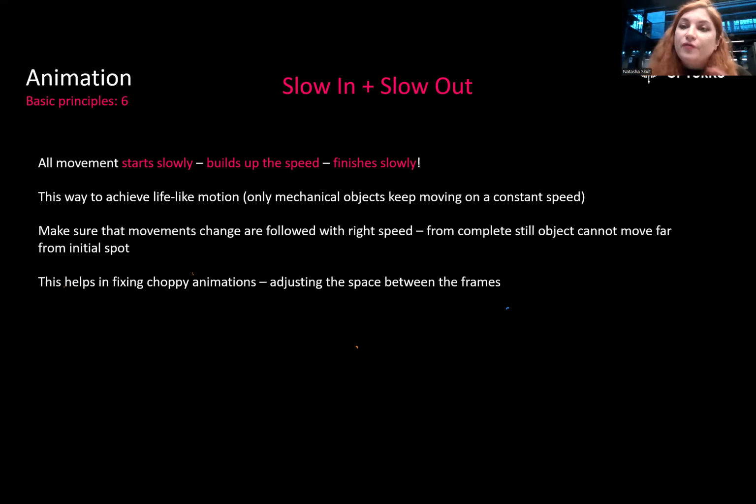So it feels more organic, and it doesn't feel as choppy. That's one way. So let's see how that looks.